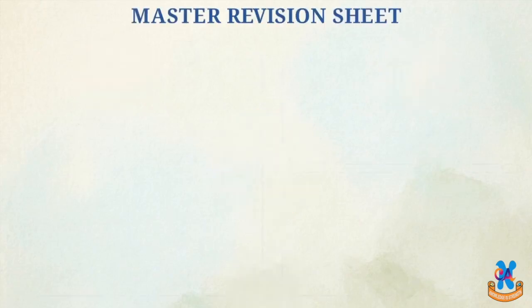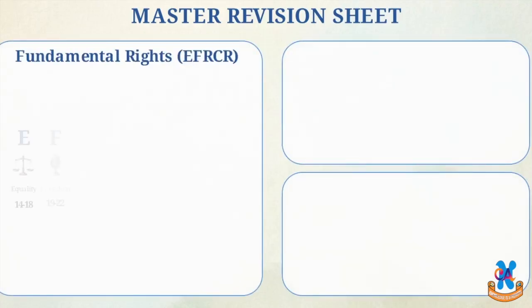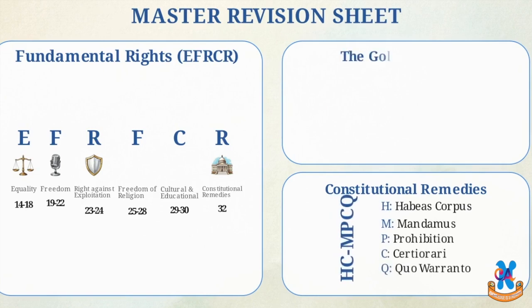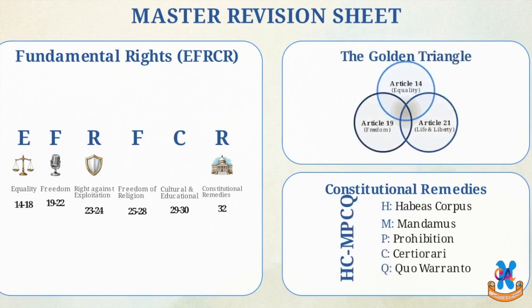Here is your master revision sheet, integrating the EFRCRCR categories, the 5 HCMPCQ writs, and the golden triangle.